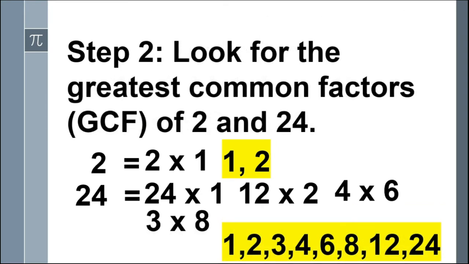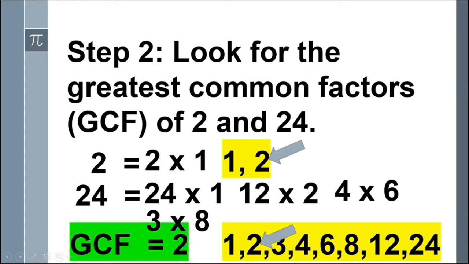Step 2. Look for the greatest common factor or GCF of 2 and 24. Kung anong meron sa 2 at saka 24 na pareho na pinakamalaki. May pareho siyang 1, may pareho siyang 2. Pero ang pinakamalaki ay 2. So, ang GCF ng 2 and 24 ay 2.